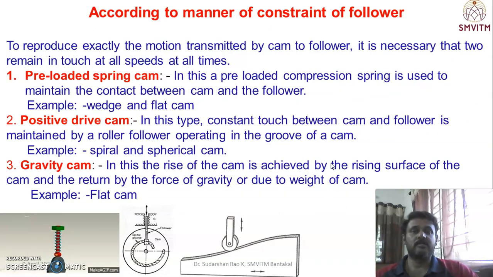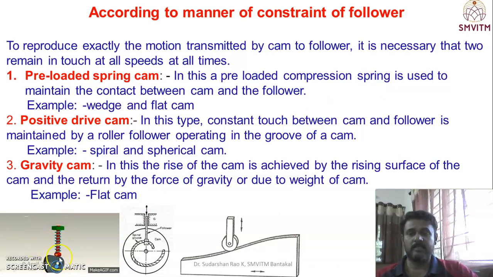Then according to the type of constraint of the follower, that is, to maintain the continuous contact between the follower and the cam, some mechanism is used. Based on this, these are classified into preloaded spring cam, positive drive cam, and the gravity cam. In the preloaded spring cam, a compression spring is used to maintain the contact between the cam and the follower.